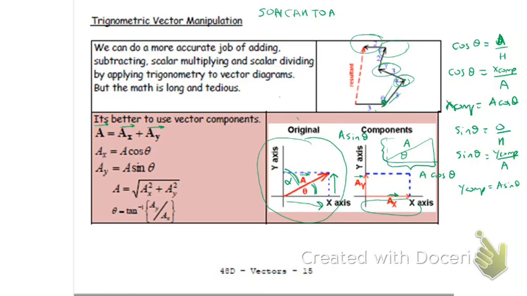But if you have 5 of these x lengths, you can add them together, and 5 of these y lengths, you can add them together. If you want to know the magnitude of your answer, just use Pythagoras. And if you want to know the angle to the x-axis, use inverse tangent.